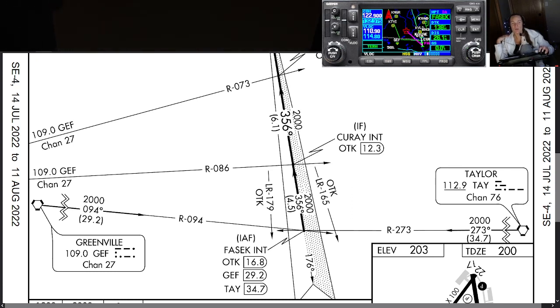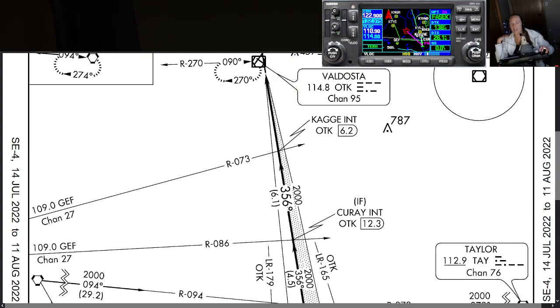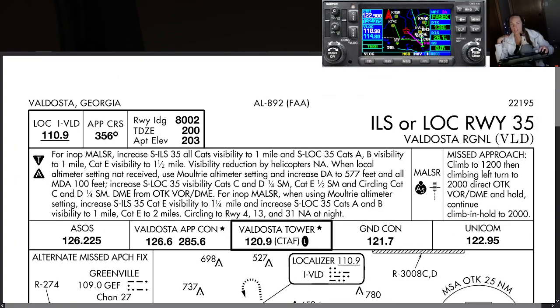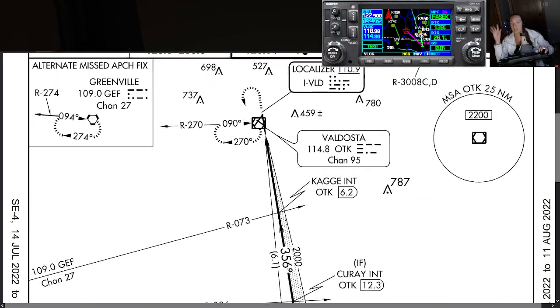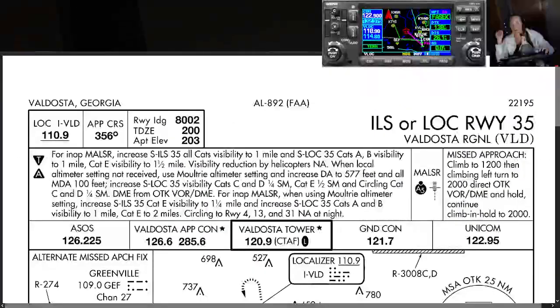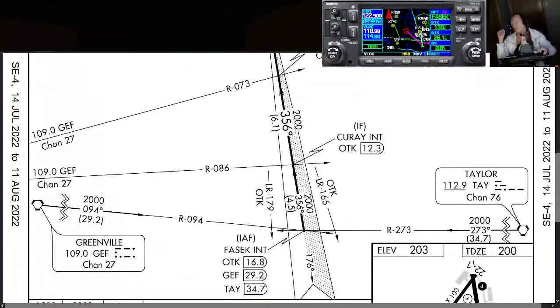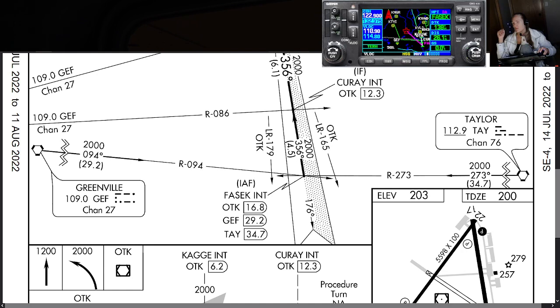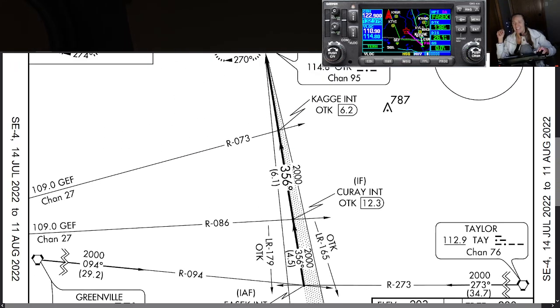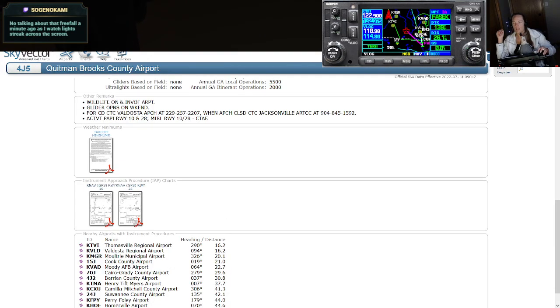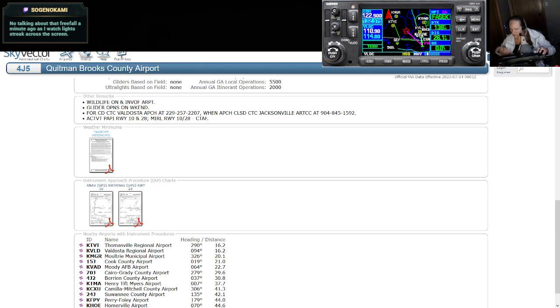Thank you. You would need a second nav. Okay, so that's one of the gotcha things, correct? Because you have this, and it doesn't say you need anything else except DME from OTK, VOR, DME in here, right? So technically it doesn't say required, but it is required.